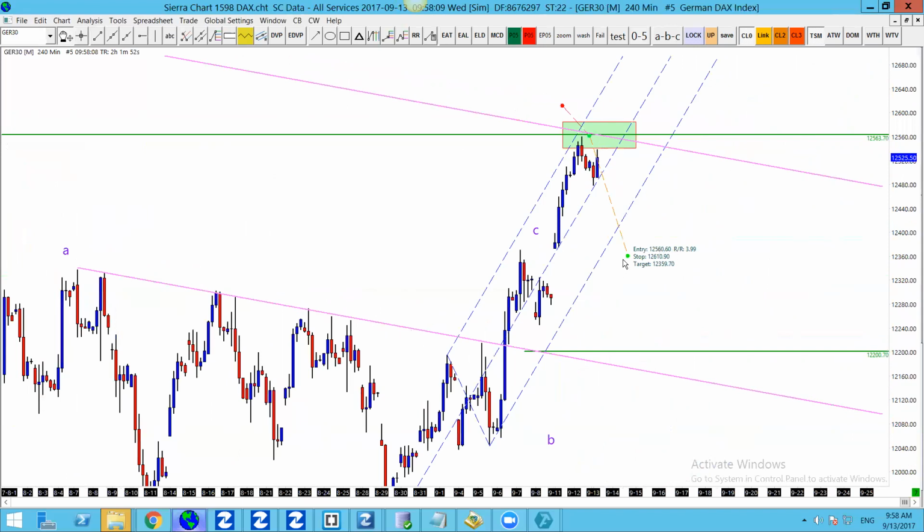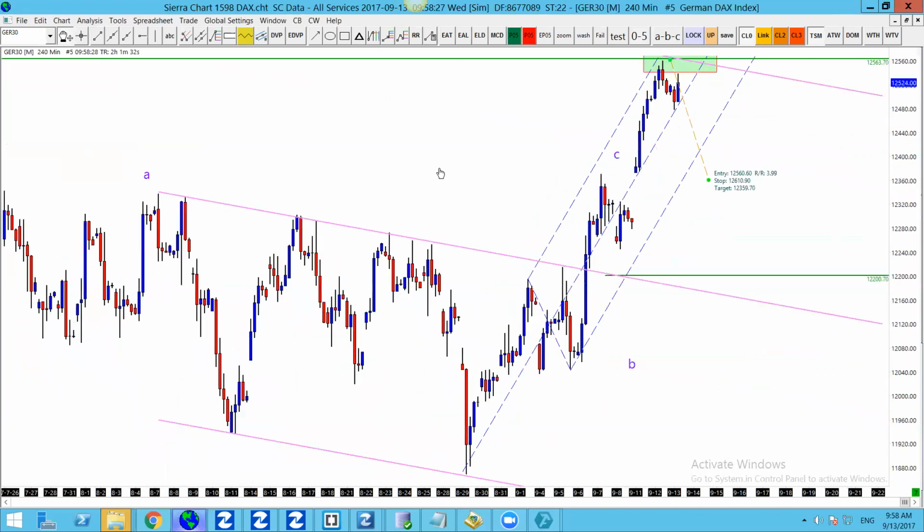There's a setup there for 4-1, which is an entry of 560, stop 610, target of 360. But I mean, that's quite rich. That's expecting a lot to get there. So maybe I'd need to change those numbers a little bit. All right, so the A, B, and C I can remove. Let's tidy this chart up a little bit.